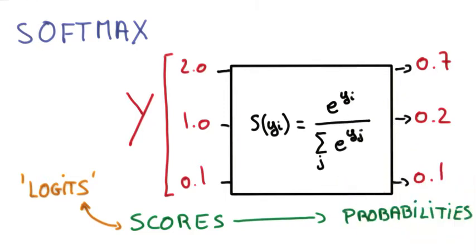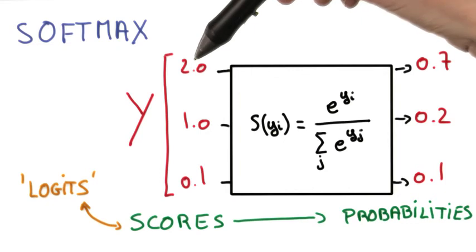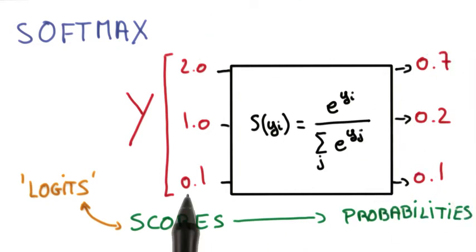This is what it looks like. But beyond the formula, what's important to know about it is that it can take any kind of scores and turn them into proper probabilities. Proper probabilities sum to 1, and they will be large when the scores are large, and small when the scores are comparatively smaller. Scores, in the context of logistic regression, are often also called logits.